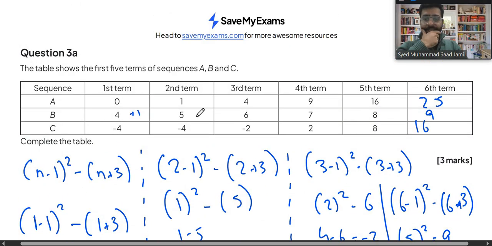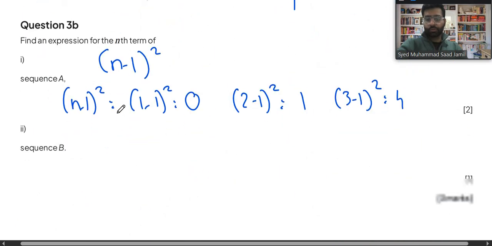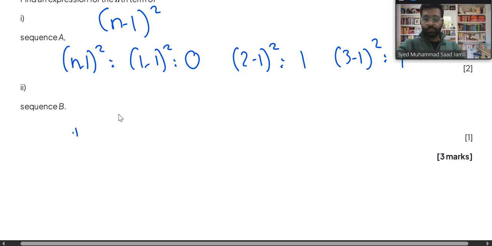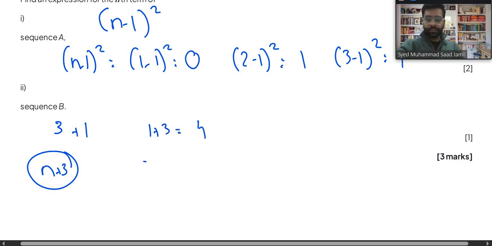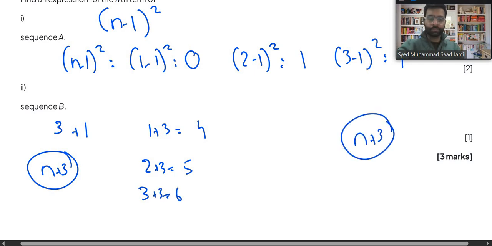Okay. Second one, we are just adding the value of 1. But the first number is 4. So I am adding 1. Which number will I add with 1 to get 4? 3, right? So it will be n plus 3. Because 1 plus 3, the first term is 1. 1 plus 3 is 4. Then second term, in place of n, I will write 2. 2 plus 3 is 5. Third term, 3 plus 3 is 6. So the answer is n plus 3.